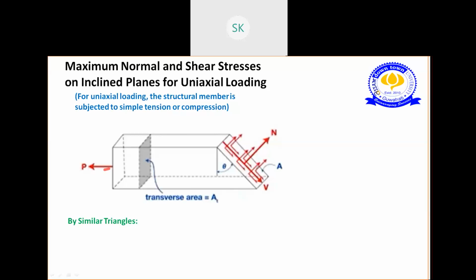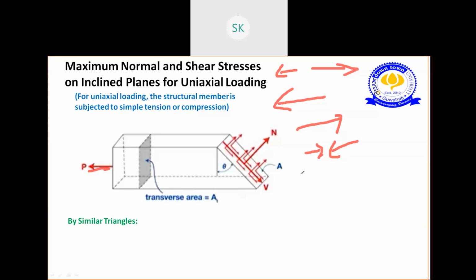Please, students, let me know if my cursor and screen are not visible at any time. Just interrupt me and let me know. So this is basically the inclined plane, and this is the transverse area. And we are taking the uniaxial load. This is in tension always, and this comes in compression. Suppose you are compressing something, and this will be in tension. You are pulling it out. So we have applied a tension force P. This is only in one direction. That's why it is uniaxial. Now for this uniaxial load, we have normal stress and this will be shear stress.